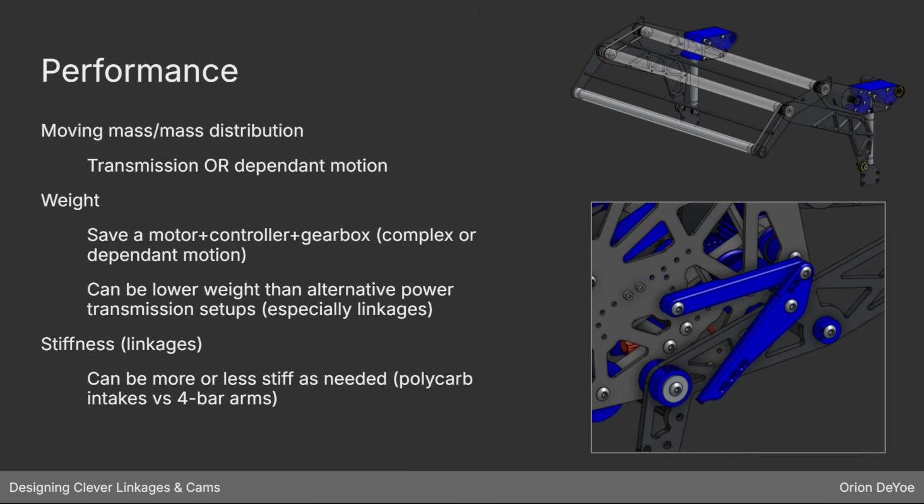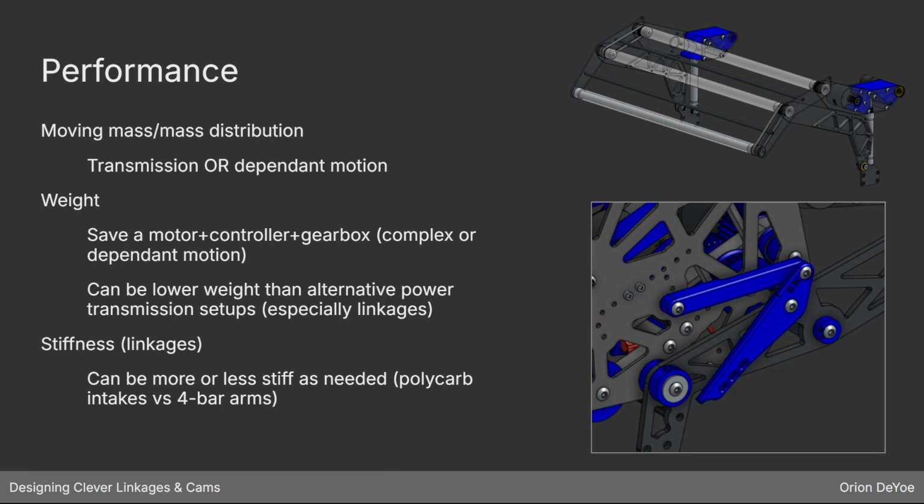There's some performance reasons why you might choose them over another method. A big one is mass distribution, where you may want to take the driving component, the motor gearbox, and move it off of the main part of the mechanism to maybe reduce your center of gravity or remove weight from a mechanism that needs to move quickly.